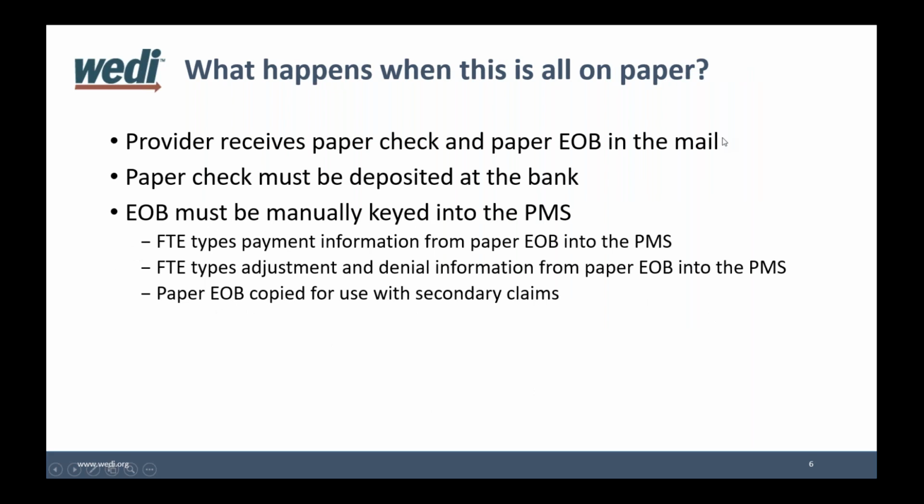So what happens when all of this is on paper? Well, the provider receives a paper check and a paper explanation of benefits in the mail. The paper check must be deposited at the bank, so that means someone has to make a trip to the bank to deposit the check. And the explanation of benefits must be manually keyed into the practice management system. Typically, this means that multiple copies of the EOB must be made, and EOBs are typically very large.